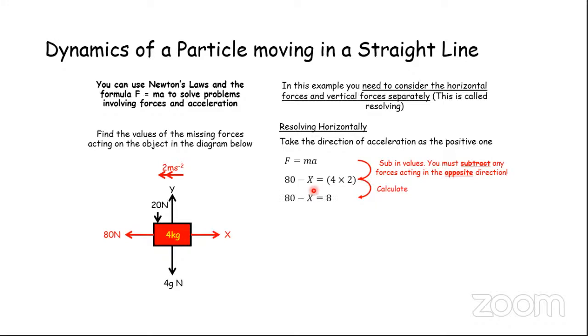And then we collect like terms. After collecting like terms, this 8 will move here and it becomes negative, and the x will move to the right hand side and it becomes positive as well. So 80 minus 8 will give us 72, and hence our x will be equal to 72 newtons.